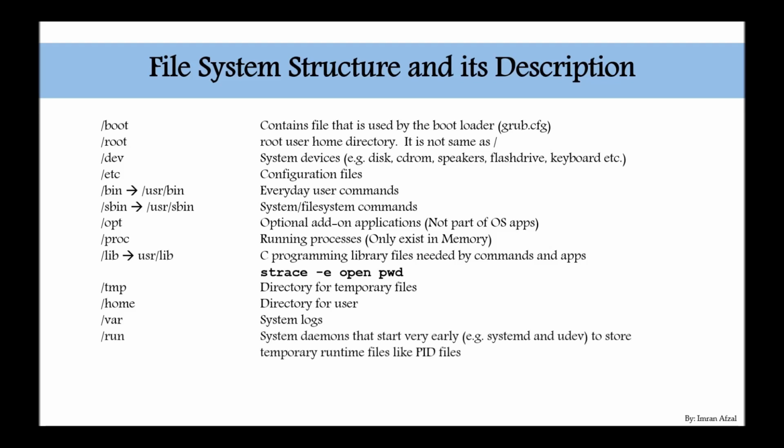Then we have /run. This is where the system's daemons start up at very early stages, for example systemd and udev, to store temporary runtime files like PID or process ID files. And again, this will go away if the system is shut down. It's just to store those process IDs and keep track of them.